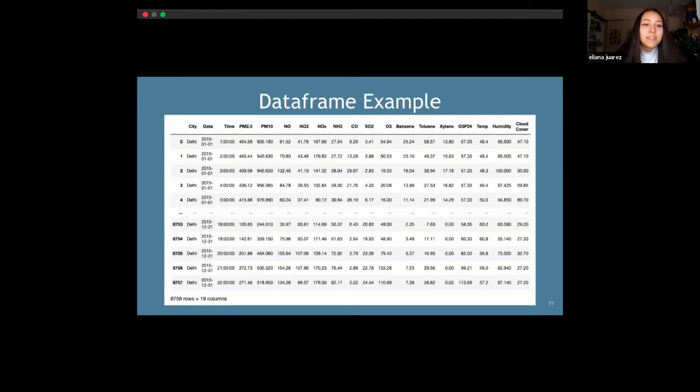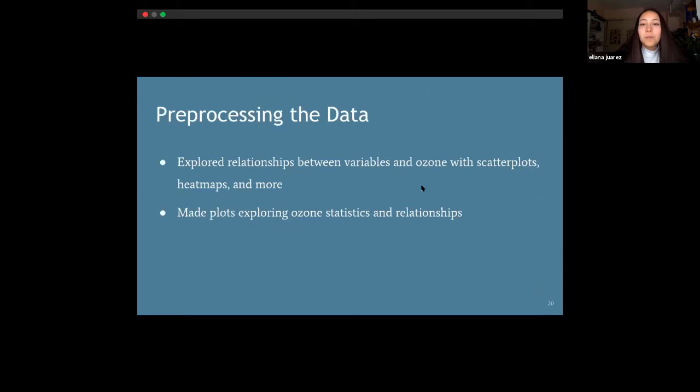So before we could actually make a model, we had to do some pre-processing of the data. This would let us explore the relationships between different variables in a variety of ways.